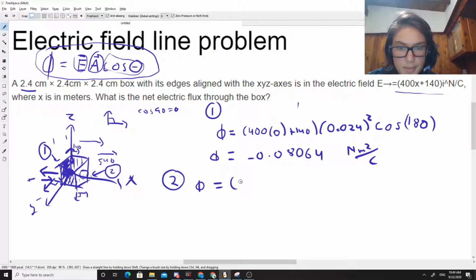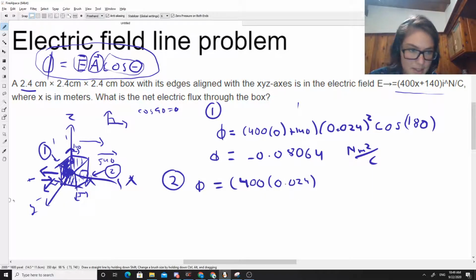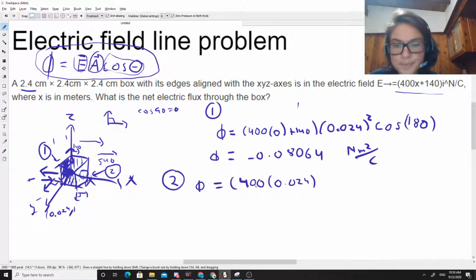And again, we plug in numbers. Let's write out the equation for our electric field line. Our x-coordinate has changed because now we're up here, right? We're up on the secondary face. And your x-coordinate is going to be equal to 0.024 meters. That makes sense, right? Because that is the width of your cube, 0.024 meters. So that's how far it has been extended in the x direction. And add that to 140. All right, great. So that's E.